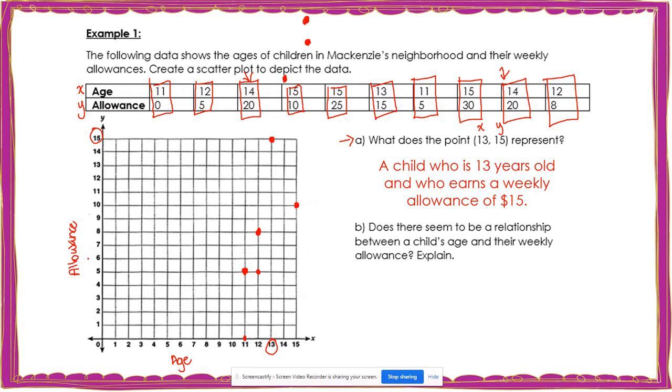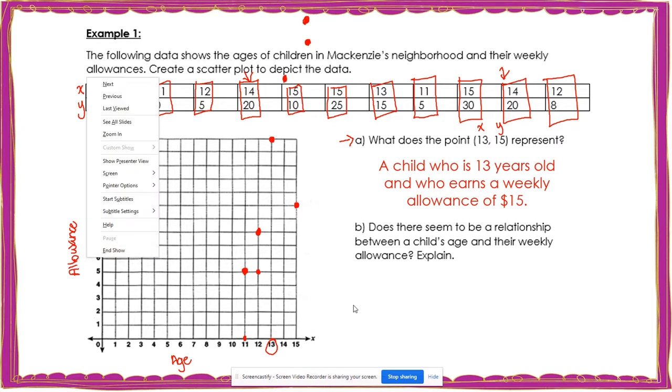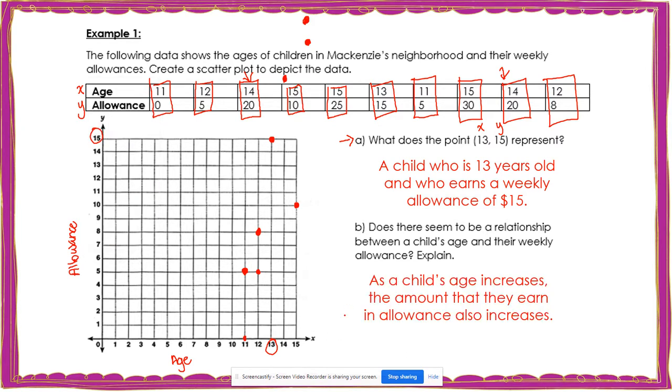B says, does there seem to be a relationship between a child's age and their weekly allowance? And explain. Well, we already said that it actually does seem that a child's allowance will increase as their age increases.